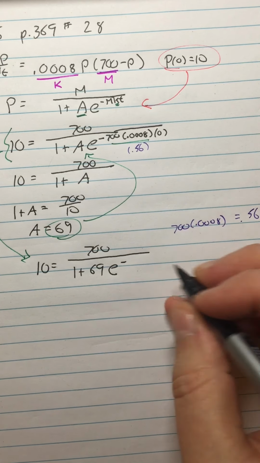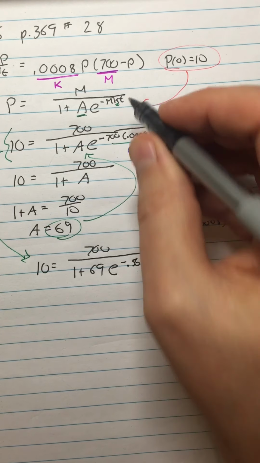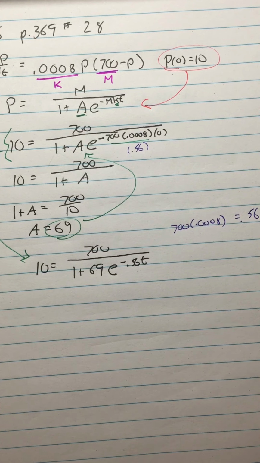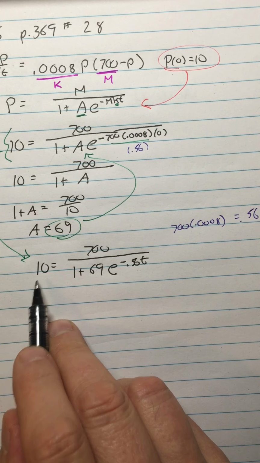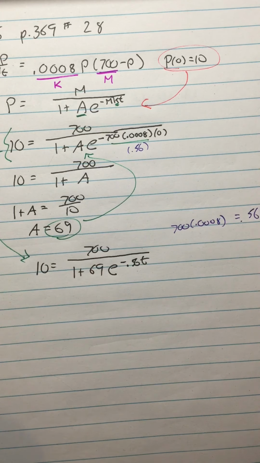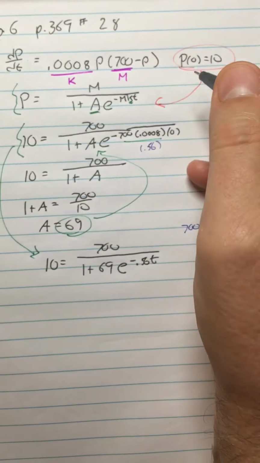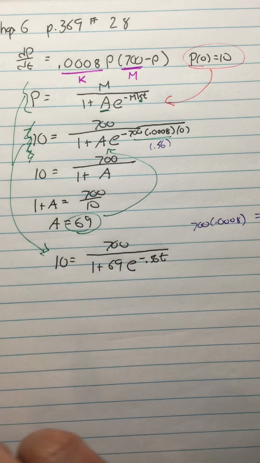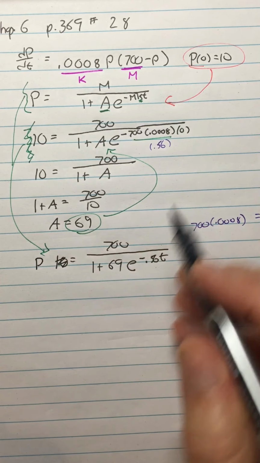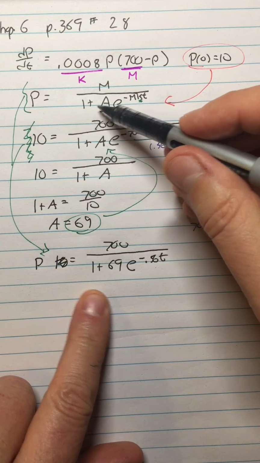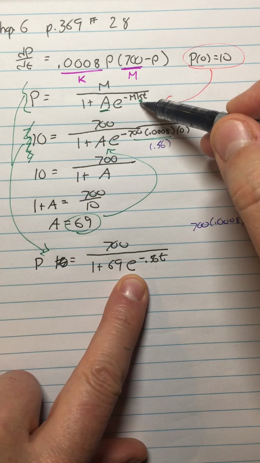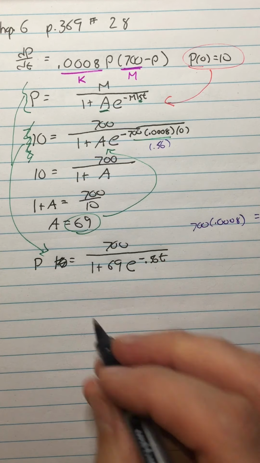All right, so we're going to have negative 0.56 t. That's the equation. Yeah, I think I want to leave the P. I really want to have copied from the equation up here rather than this equation. So instead of 10, we're going to say P equals the M, which is 700, over 1 plus the A, which we figured out is 69, e to the negative MK, which we figured out is 0.56 t. Boom. That's our answer. That's all we got to put.